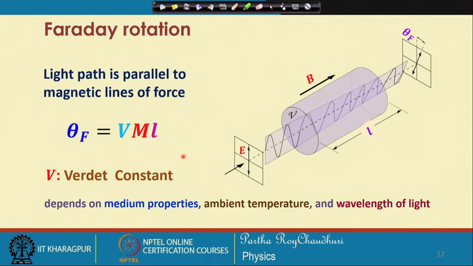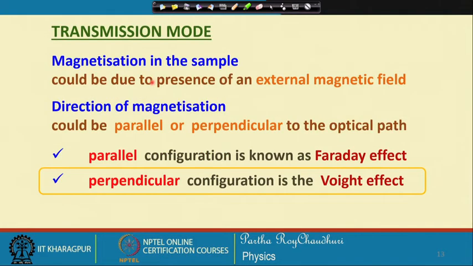Faraday rotation, this we have seen that this Voight constant depends on the medium properties, ambient temperature, and also the wavelength of the light that is used to interact with the magnetic field within the medium. Now, we will continue this magnetization, the transmission mode. Magnetization in the sample could be due to the presence of external magnetic field, or it could be because of the internal magnetization, as I have mentioned.